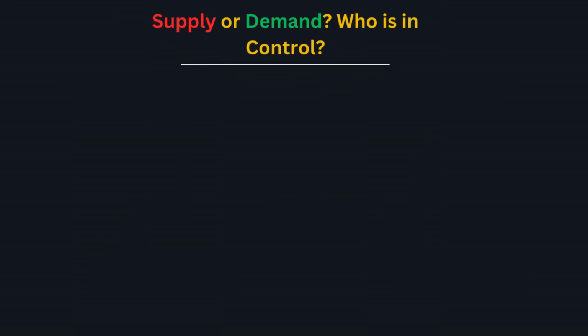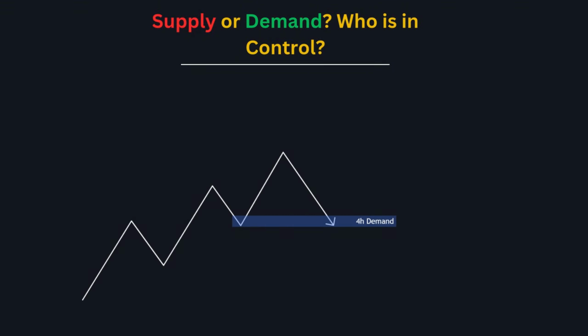Supply or demand, let's learn how to identify who is in control. Now imagine that this is a 4-hour structure, and price reaches the demand zone. So, we will try to look for buy opportunities here. But what if the price came from an unmitigated daily time frame supply zone? So if you want to trade the controlling side of the market, meaning demand or supply.